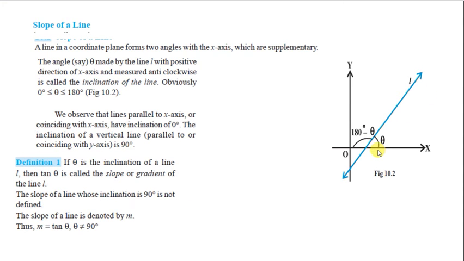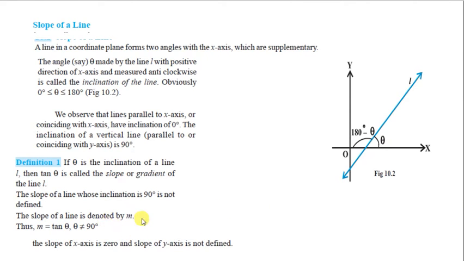Slope is tan theta, it is also called the gradient of the line. So if theta is 90 degrees, then since tan 90 is not defined, it means in that case the slope of the line is not defined.